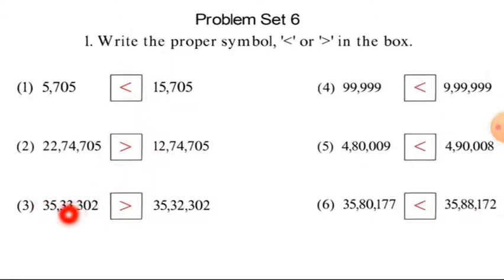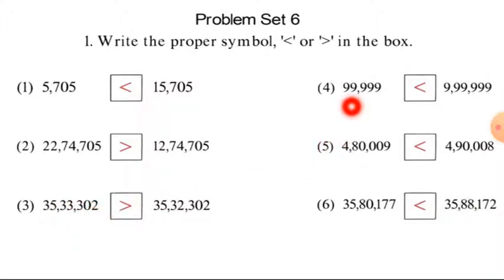Then the next number is 35,33,302. Next number is 35,32,302. Here both the numbers look similar, but students, see the number which is on the place value of 10,000 and 1,000. Here it is 33 and here it is 32. So which number is bigger? Here, this is 35,33,302. So the bigger sign will come on this number. This is the way you have to write.